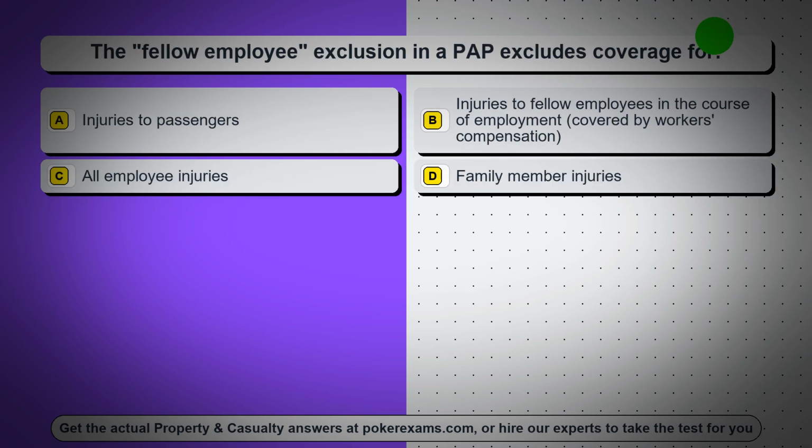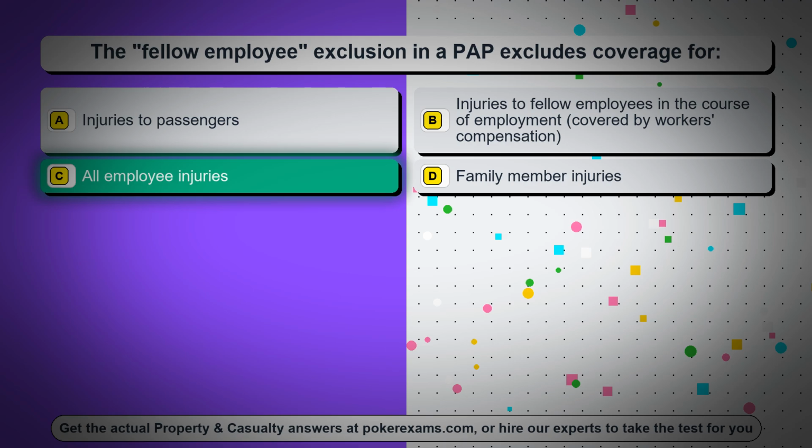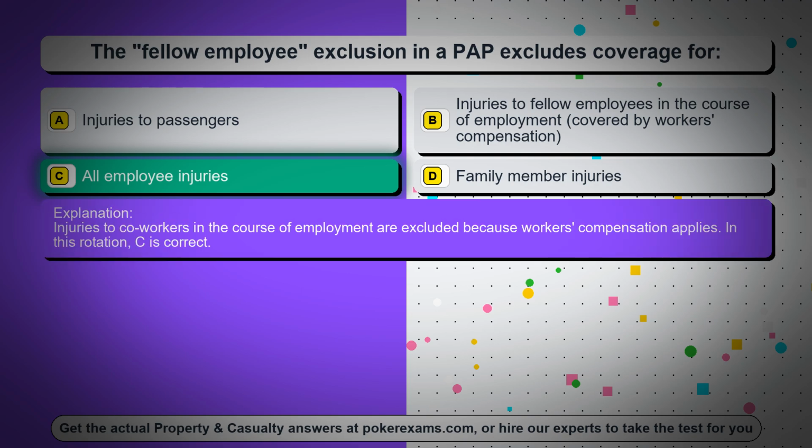Question 91. The fellow employee exclusion in a PAP excludes coverage for option A. Injuries to passengers. Option B. Injuries to fellow employees in the course of employment, covered by workers' compensation. Option C. All employee injuries. Option D. Family member injuries. The correct answer is option C. All employee injuries. Injuries to coworkers in the course of employment are excluded because workers' compensation applies. In this rotation, C is correct.